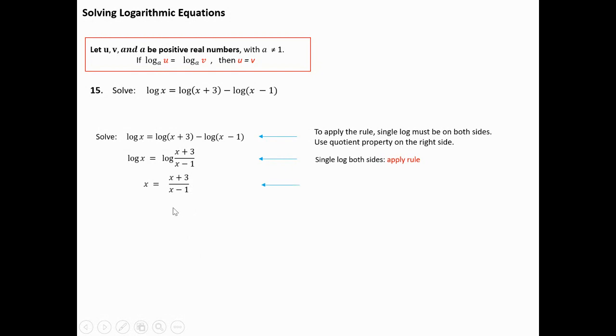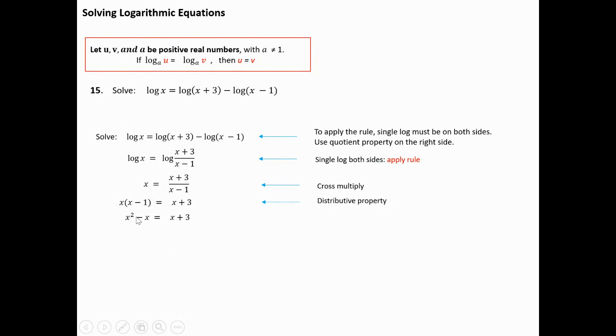Now here, there are different ways to get the answer. You can cross multiply, or you can multiply both sides by x minus 1. And here, guys, I use cross multiplication. The x is the same thing as x over 1. So I'm going to multiply x times (x minus 1) and 1 times (x plus 3). Now here I'm going to distribute. It's going to give me x squared minus x equals x plus 3.